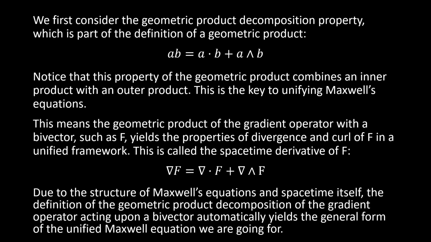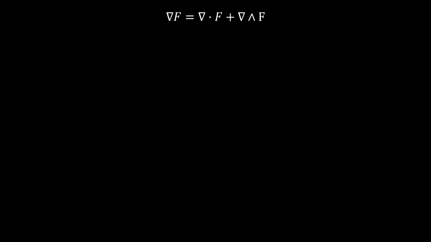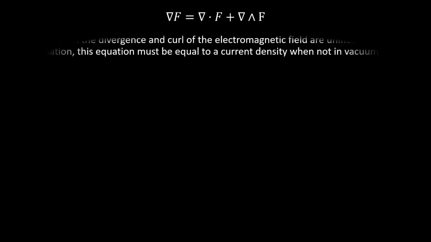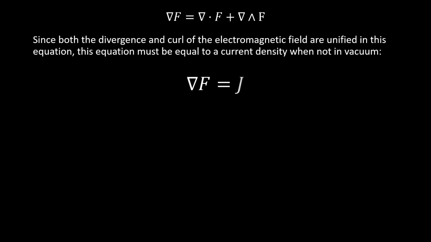Due to the structure of Maxwell's equations in spacetime itself, the definition of the geometric product decomposition of the gradient operator acting upon a bivector automatically yields electromagnetism. Since both the divergence and curl of the electromagnetic field are unified in this equation, it must equal a current density when not in vacuum. So the spacetime derivative of f is equal to current density.